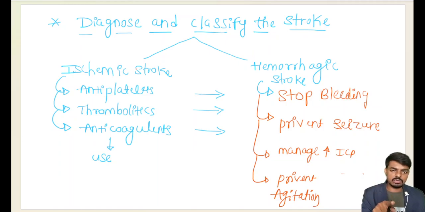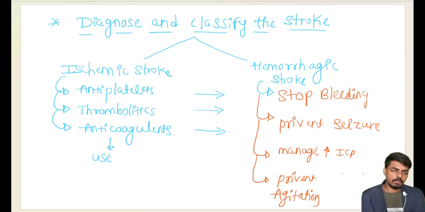Because of that, in order to prevent a mismatch of treatment, we will diagnose as early as possible whether it is an ischemic stroke or a hemorrhagic stroke. How will we diagnose this? By doing cerebral angiography and a CT or MRI of the brain. Very important one.